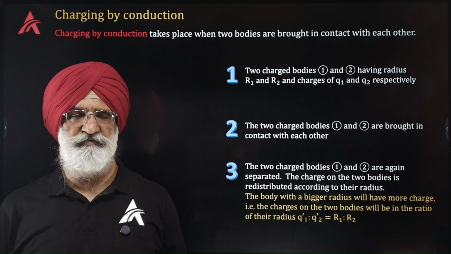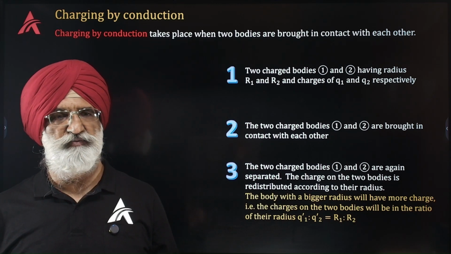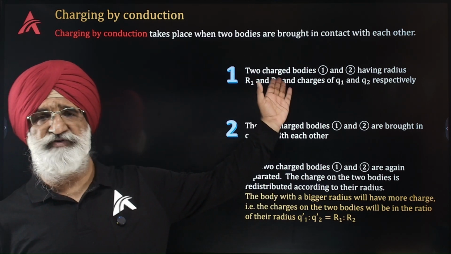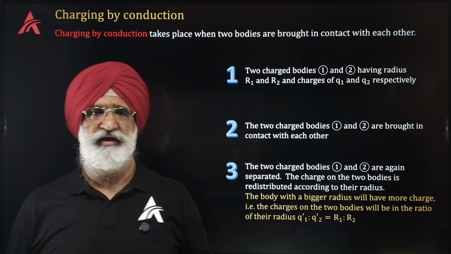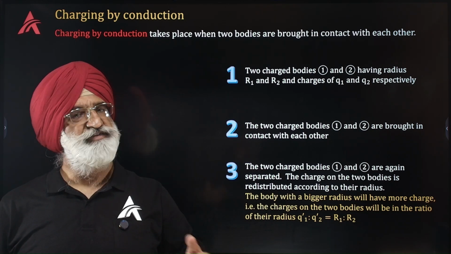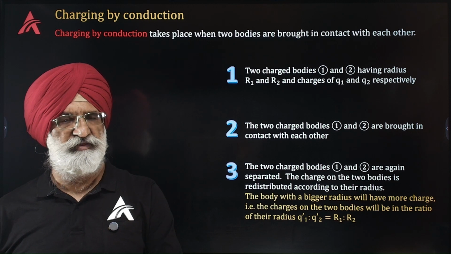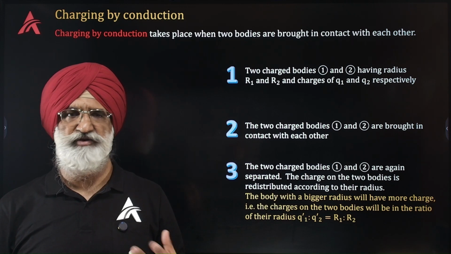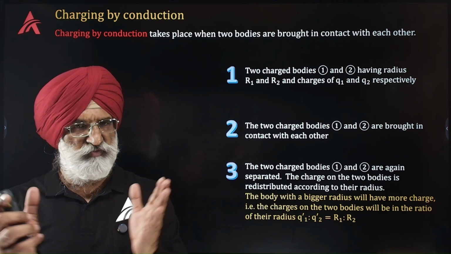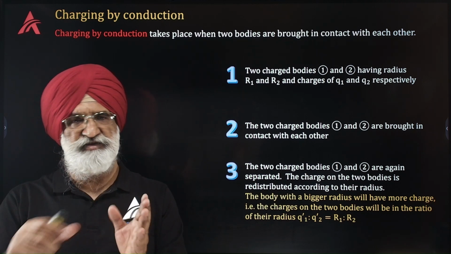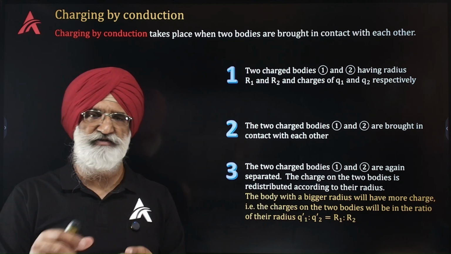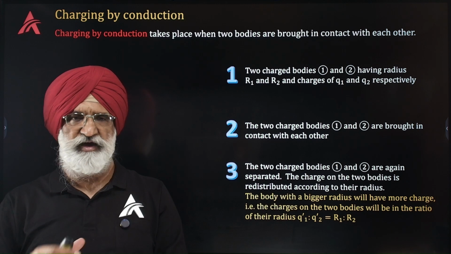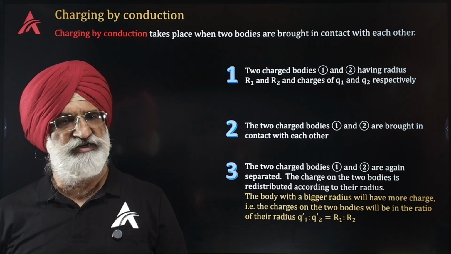Charging by conduction. Charging by conduction takes place when two bodies are brought in contact. Let there be two spherical bodies, body 1 and body 2, having radius r1 and r2 and charges q1 and q2 respectively. When these two bodies are brought in contact, the total charge on them will be q1 plus q2, and the two bodies will acquire a common potential and the charges will be redistributed. There will be a transfer of charge between the two bodies when they are brought in contact, and this transfer of charge we call conduction.